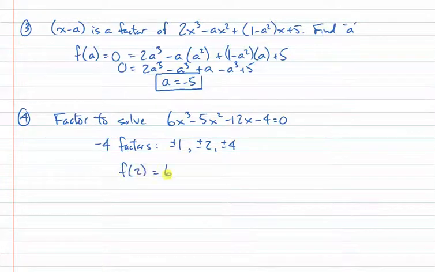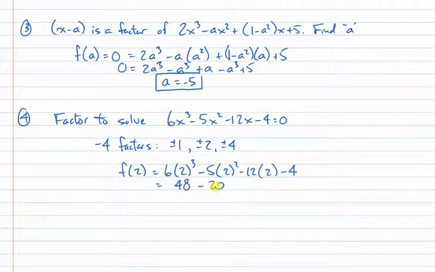f of 2 is going to look like this. Now, by the way, you should always start with the simplest numbers and work toward the hardest. Always start with 1 and see if it works. You're just doing yourself a favor when you do that, making life a little bit easier. Okay, this expands and simplifies to 0. So x minus 2 is a factor, I've just found out.